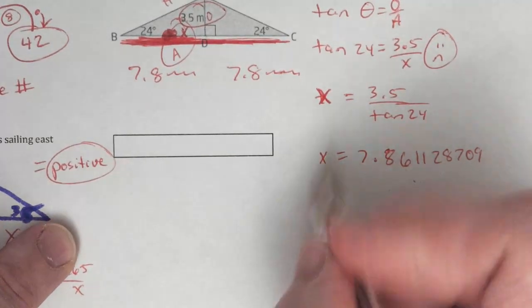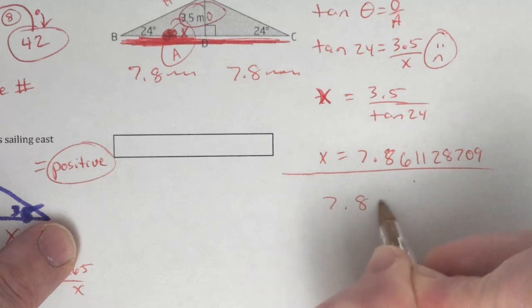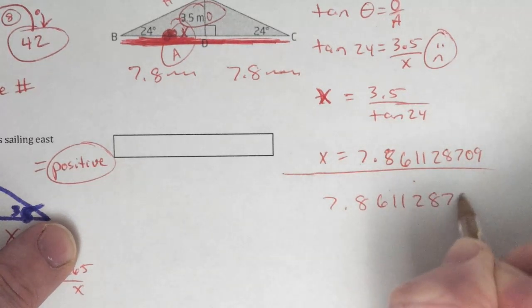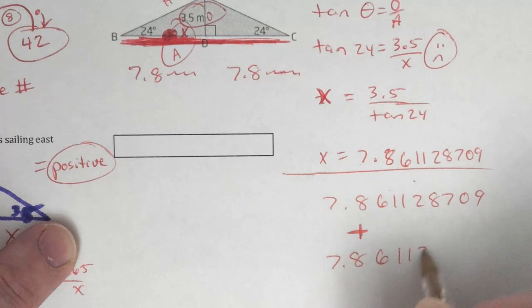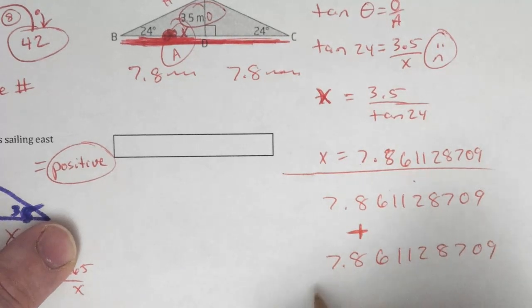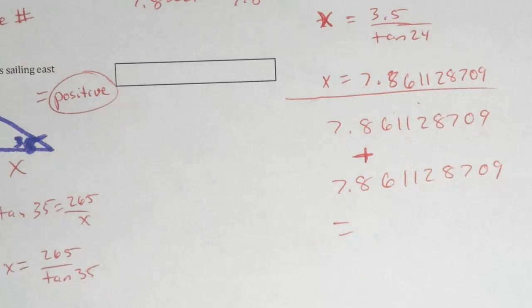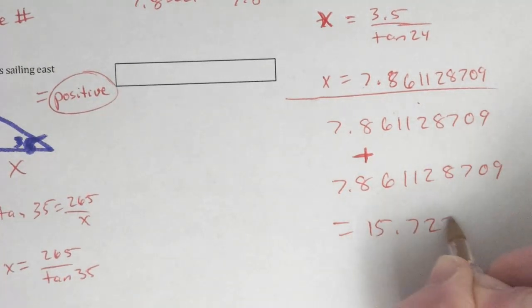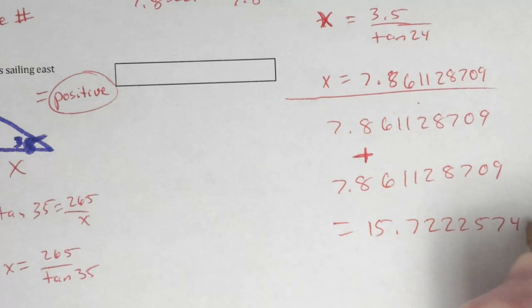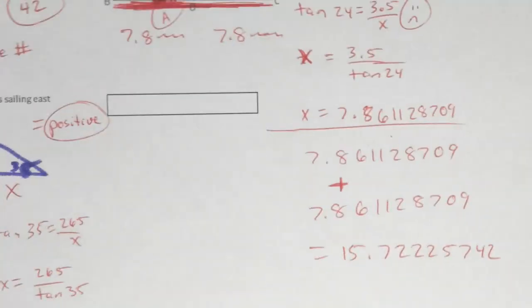So we're going to add 7.861128709 plus 7.861128709. Or you can just multiply by 2, and we get 15.72225742. And that is the thing that we want.